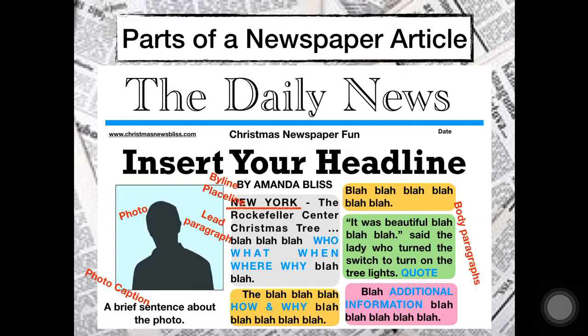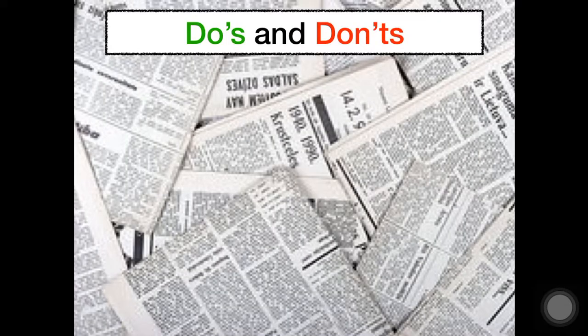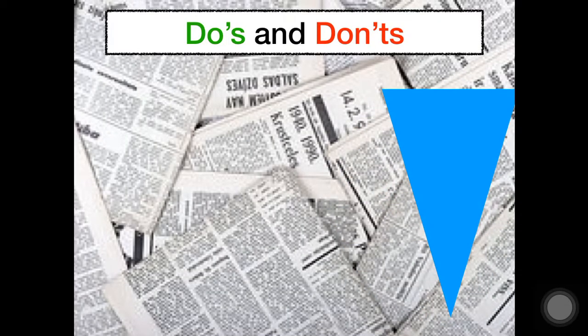Okay. Before we start into really writing or beginning our first newspaper article, I want to go over a few do's and don'ts. And to give you a little bit of a gist of how a newspaper article is set up, it is set up kind of like an upside down pyramid or an upside down triangle, and you need to make sure that this is how you are doing the facts in your article.